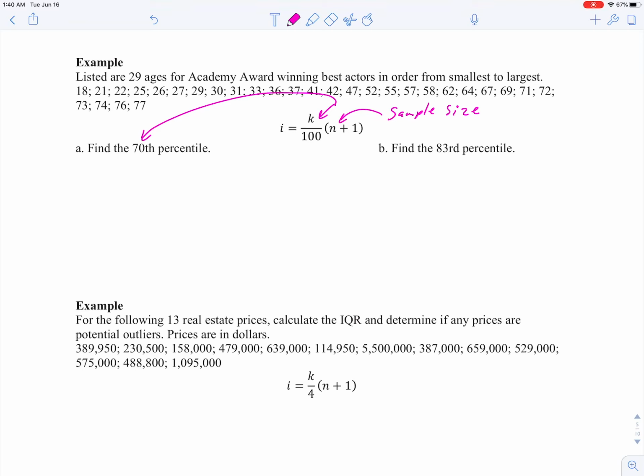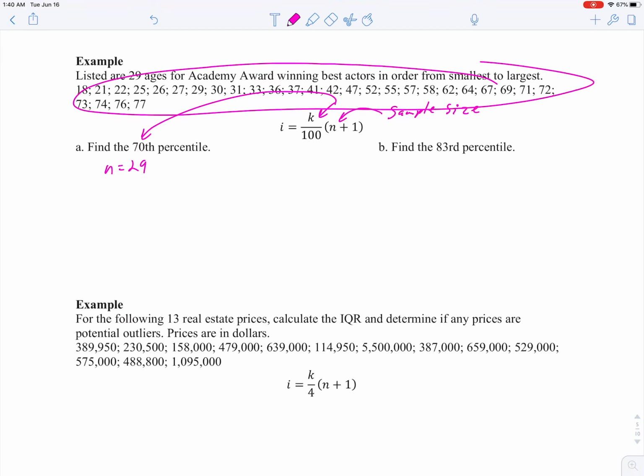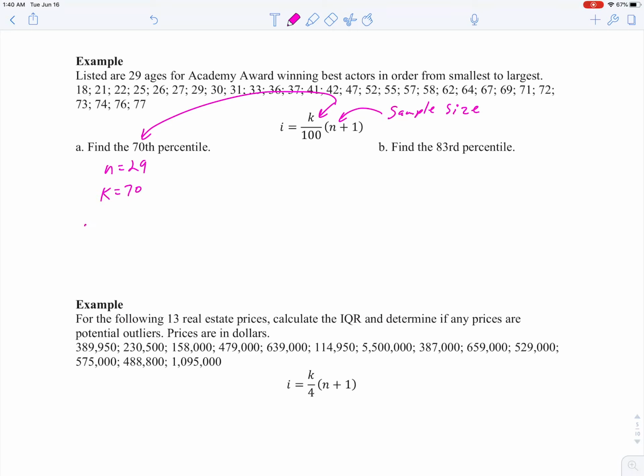Okay, so let's look at the example up here. So listed are 29 ages for Academy Award-winning Best Actors in order from smallest to largest. All right, so there you go. They already said 29 is our sample size. And they want us to find the 70th percentile. In other words, we're finding which of all these data points is greater than or equal to 70% of all the data points in this group. Okay? So then K equals 70. So we're going to do this. So i equals 70 times, and now we're just plugging in, 29 plus 1.